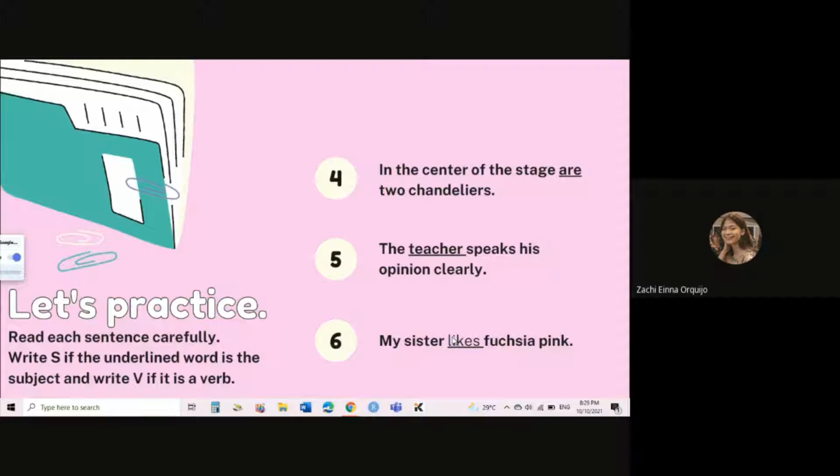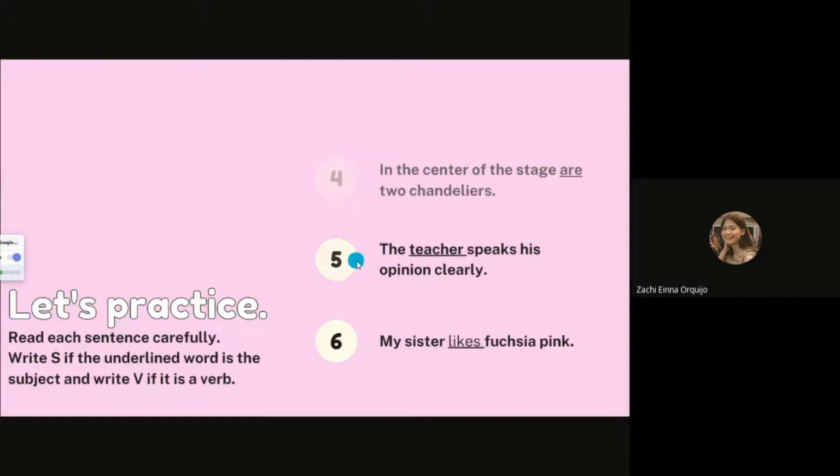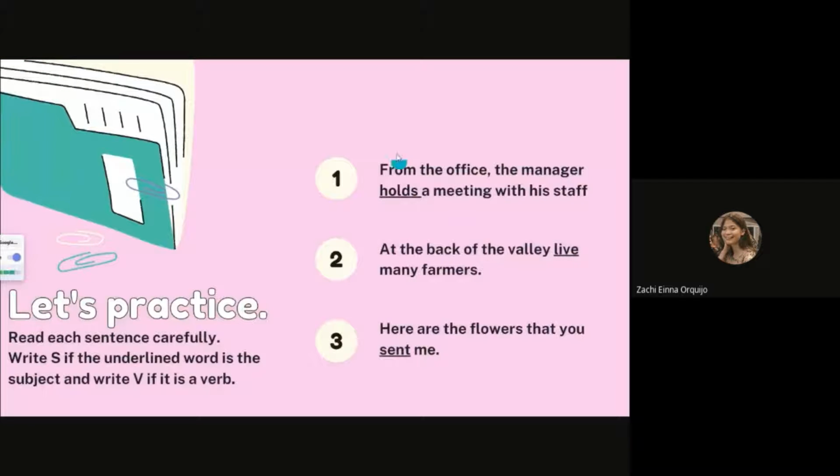All right. So time's up. So let's check your answer. So let's have first the 1, 2, 3 na sentences. So the word holds is a verb. Why? Because this is an action word. No, action word siya. So the subject here is the manager. So, yun yung pinag-uusapan natin. Okay? That na yung manager ay magkakaroon ng meeting or gagawa siya ng isang meeting with his staff. Okay? So, yung word na holds ay verb.